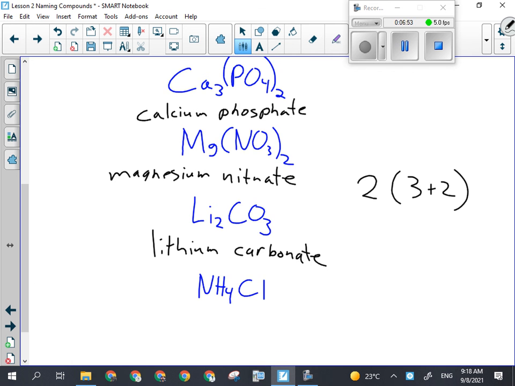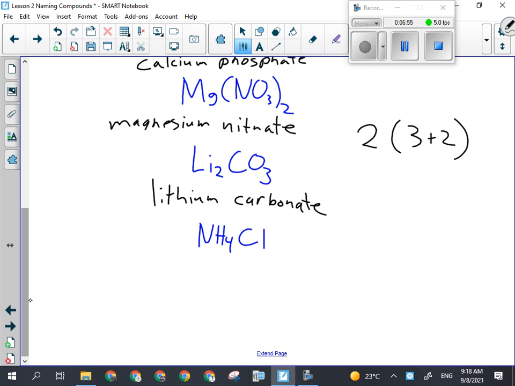Okay, so writing the names of these is pretty easy. You just have to look them up. All right, this one's a little trickier though. What's NH4? Ammonium. It is the only positively charged ion. It's the only one that acts as a metal.